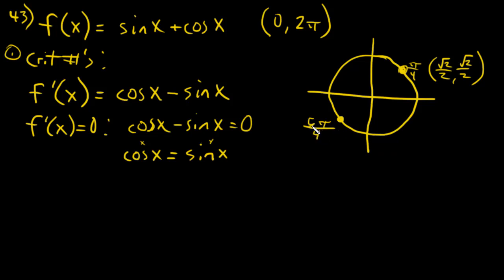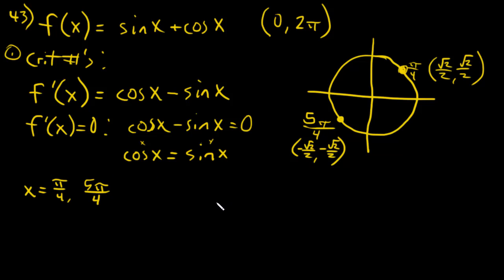I swear that's a 5. It's getting worse. Let me try that again. 5 pi over 4, and that's at negative root 2 over 2, negative root 2 over 2. Alrighty, so we have our two locations. We have x equals pi over 4 and x equals 5 pi over 4. Okay, those are our two critical numbers.